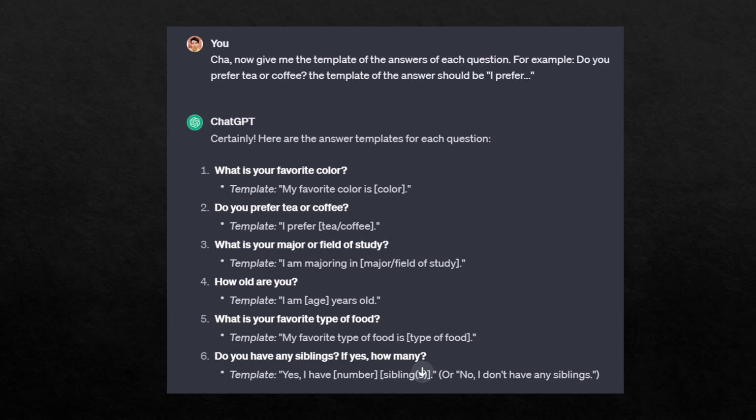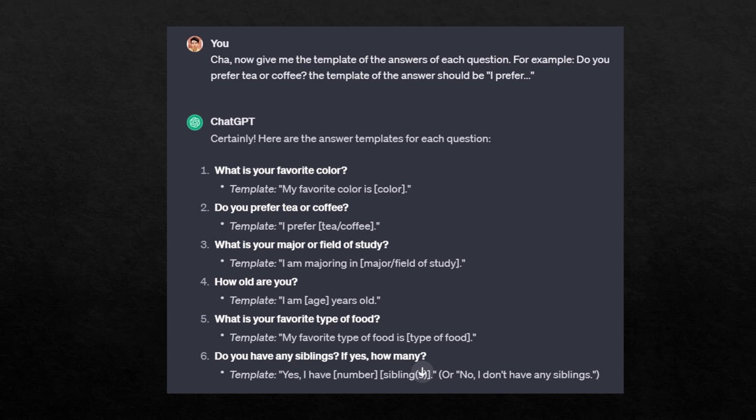And I gave ChatGPT an example. Do you prefer tea or coffee? The template of the answer should be: I prefer coffee. I prefer tea. So ChatGPT said, certainly, here are the answer templates for each question. What is your favorite color? My favorite color is blue. My favorite color is red. My favorite color is orange, yellow. Do you prefer tea or coffee? I prefer tea. I prefer coffee.